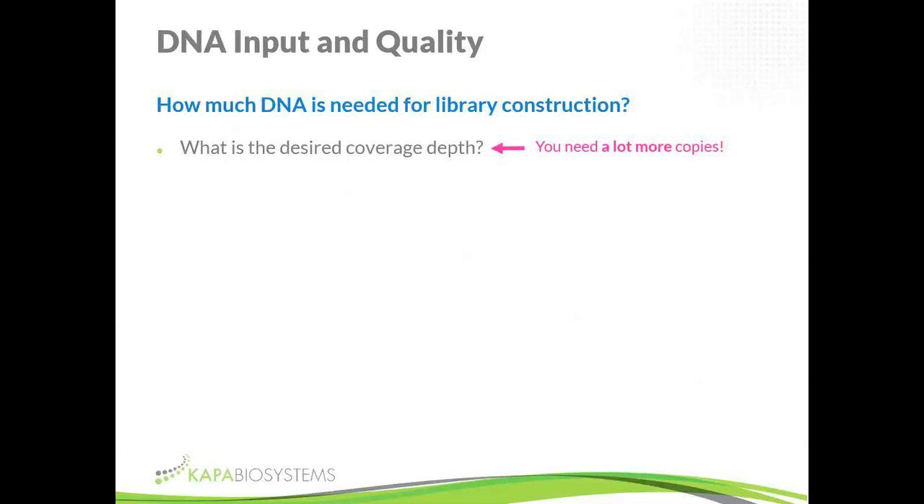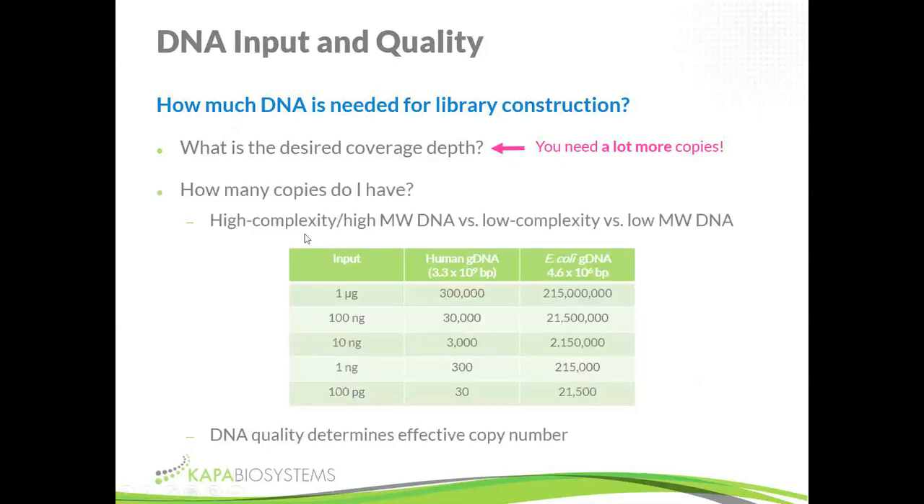The next question is, how many copies do I actually have? Obviously, for a certain amount of nanograms, a high complexity genomic sample has fewer copies than a low complexity or low molecular weight DNA. I always try to keep this table in mind, so I use the human genome as a reference. It's about 3.3 × 10⁹ base pairs. In 100 nanograms we have 30,000 copies, in a nanogram we have 300, and in a microgram we have 300,000. Let's compare that to E. coli. The E. coli genome is about 720 times smaller in total number of base pairs.